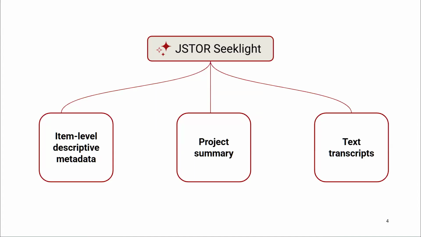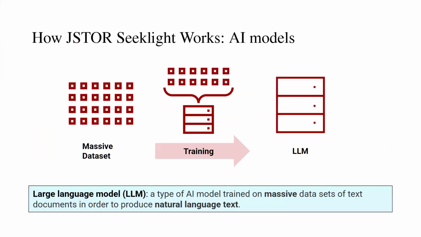So I do want to take a moment to introduce some concepts that'll help us understand what Seeklight does and how. So first, when I say AI, I'm referring to AI models, which are computational models that learn from data to produce predictions or decisions. And that learning process is called training. There's many kinds of AI models, but Seeklight specifically uses large language models, or LLMs. These are models that are trained on large, massive data sets, so billions of examples of text, in some cases the entire open internet, in order to produce or generate natural language text.